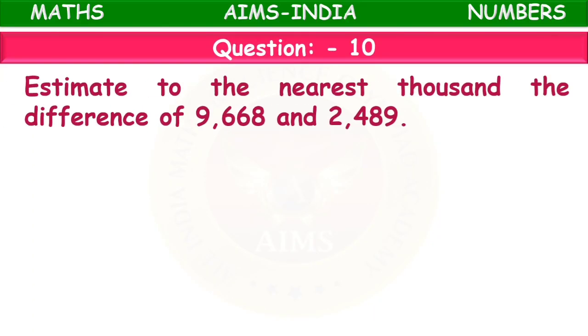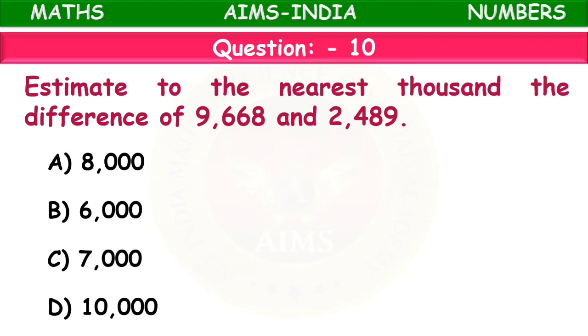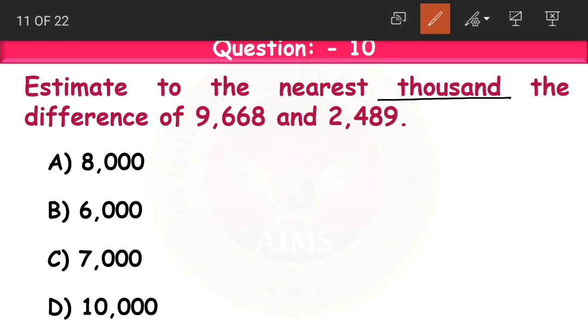Estimate to the nearest thousand the difference of 9,668 and 2,489. Option A, 8,000, B, 6,000, C, 7,000 and D, 10,000. Now again, estimating to the nearest thousand the difference of. Now, don't get confused again.